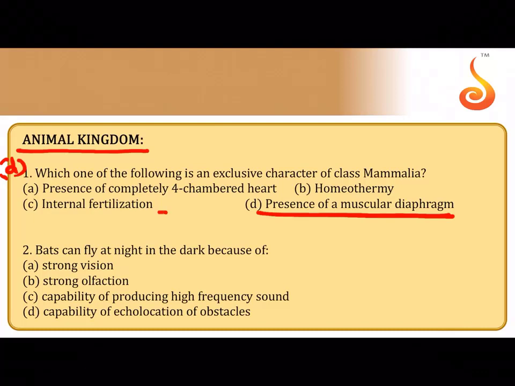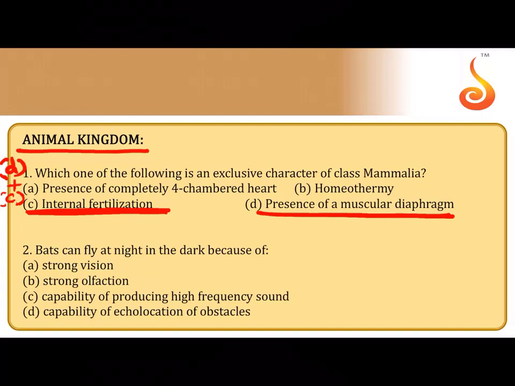However, they have also mentioned another important thing over here, internal fertilization. So in my opinion, there is not a single mammal which exhibits external fertilization. All mammals exhibit internal fertilization. So we can say it is both option D and option C. Exclusive character of class Mammalia. You can include both option C and option D in this.